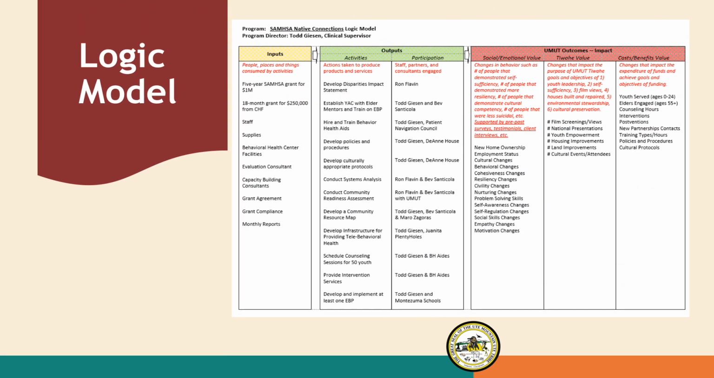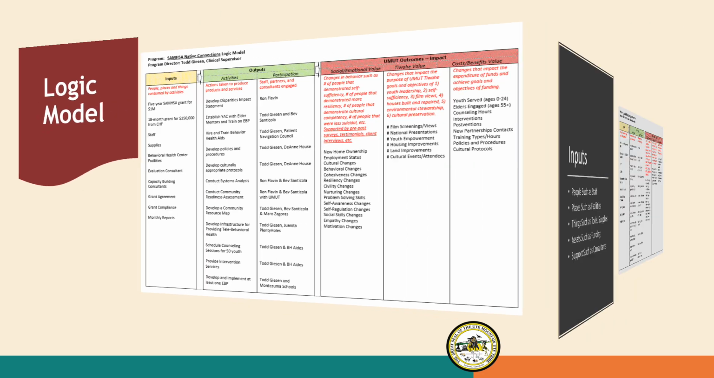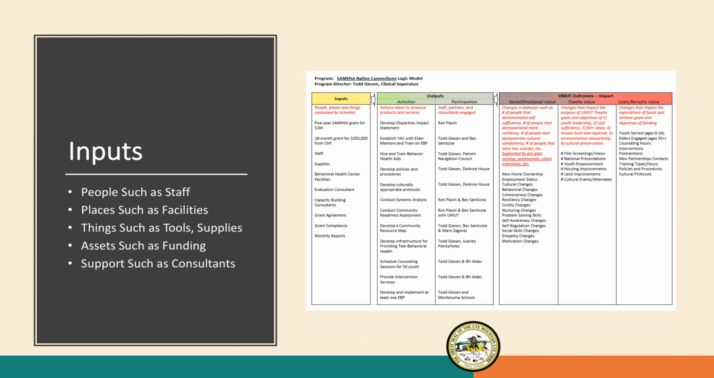Because your grant proposal and notice of grant award can be up to 50 pages or more, it's easy to forget every single thing you propose and they require. A logic model is a one-page document you can create to help keep you focused. The first column of the logic model is inputs. These are people, places, and things you have that will make it possible for you to do the activities you proposed. Inputs include funding, staff, supplies, facility, tools, etc.